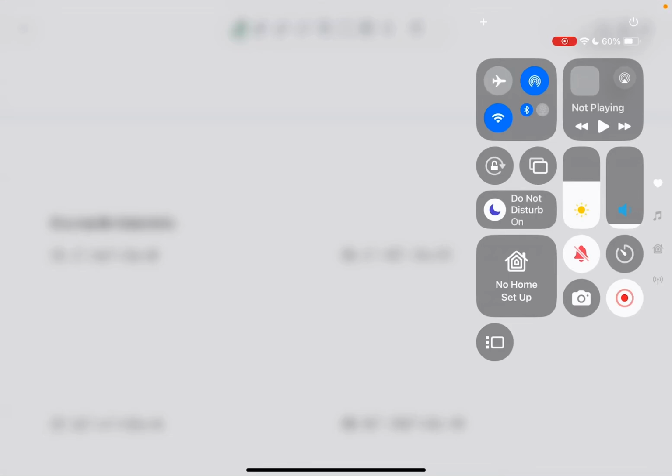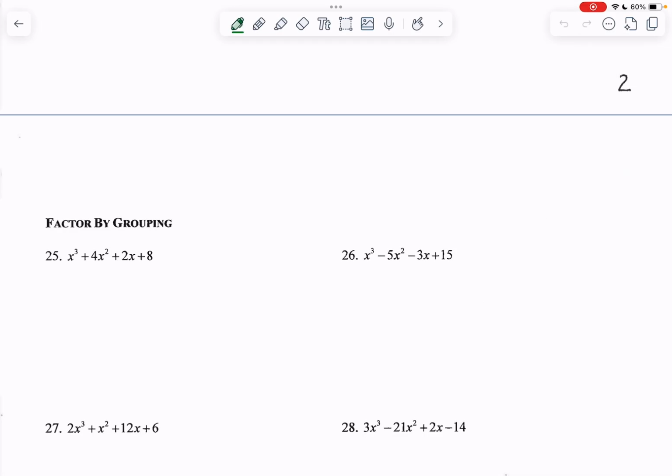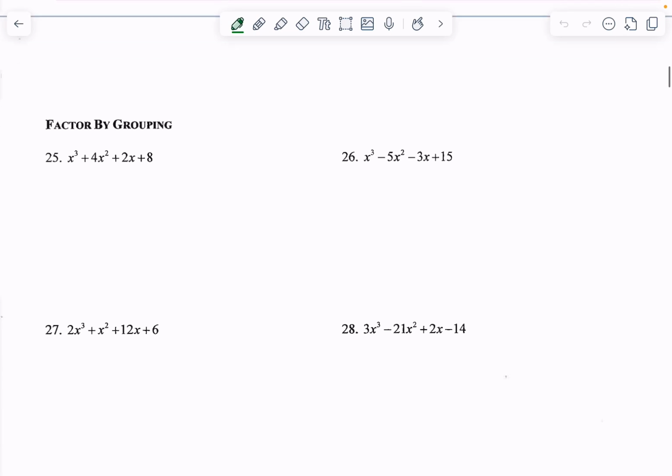Okay, so here's factor by grouping. I want to just do one column to remind you how to do it, and then you can do the other column and check with the answer key that I posted online already. So what you do with factor by grouping is you have 4 terms. So if we group these terms like that, we could take out a common factor on each side.